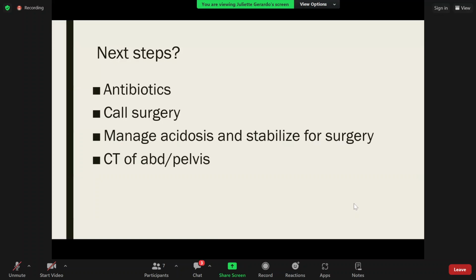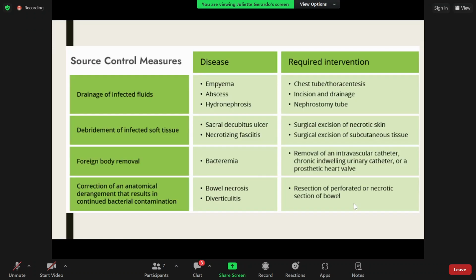So what we've been talking about the last few weeks is mostly source control measures. So looking for the source of an infection and being able to remove that source of infection so that you can help your patient get better, and not just giving antibiotics without removing that cause for an underlying infection. So in these cases today, it was debridement of infected soft tissue, especially thinking about your patients who are immobile for a long time, looking for those decubitus ulcers, looking for skin breakdown. And then we talked about earlier in the month, foreign body removals or drainage of infected fluids yesterday when we talked about abscess.